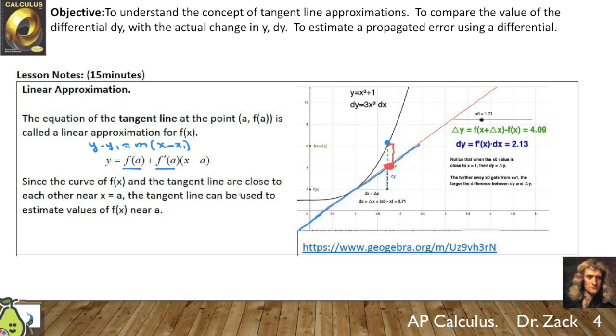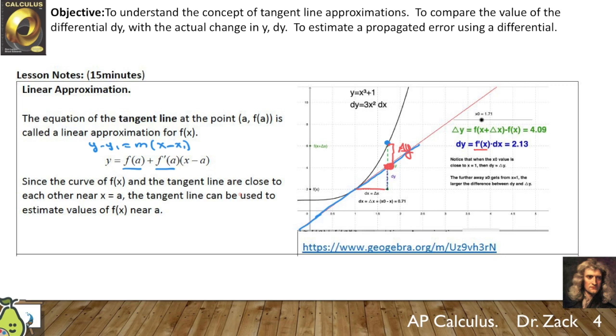So that piece that it's not quite right, that's going to be your delta y, or your f of x plus delta x minus f of x. dy is going to be equal to the derivative multiplied by dx. And also what you can tell from this graphic is that dx is equal to your delta x.